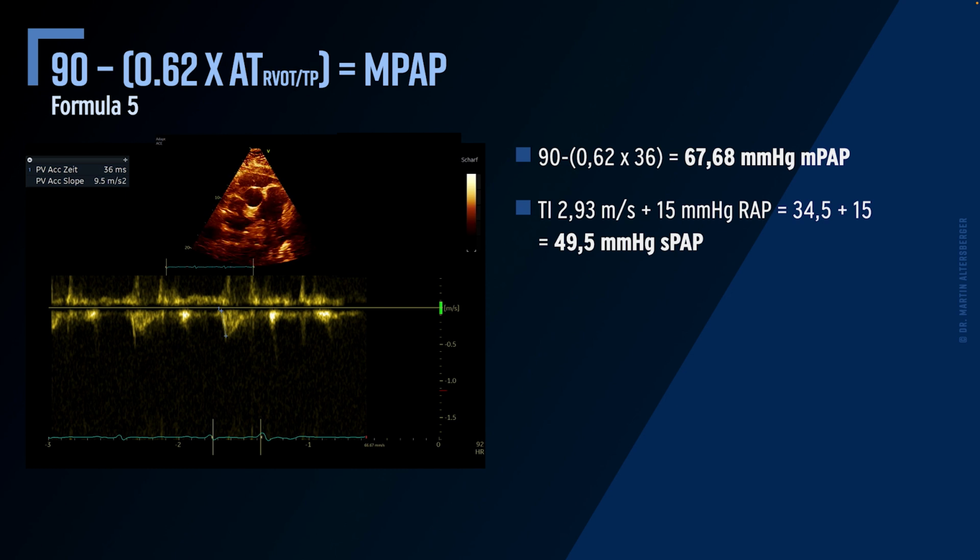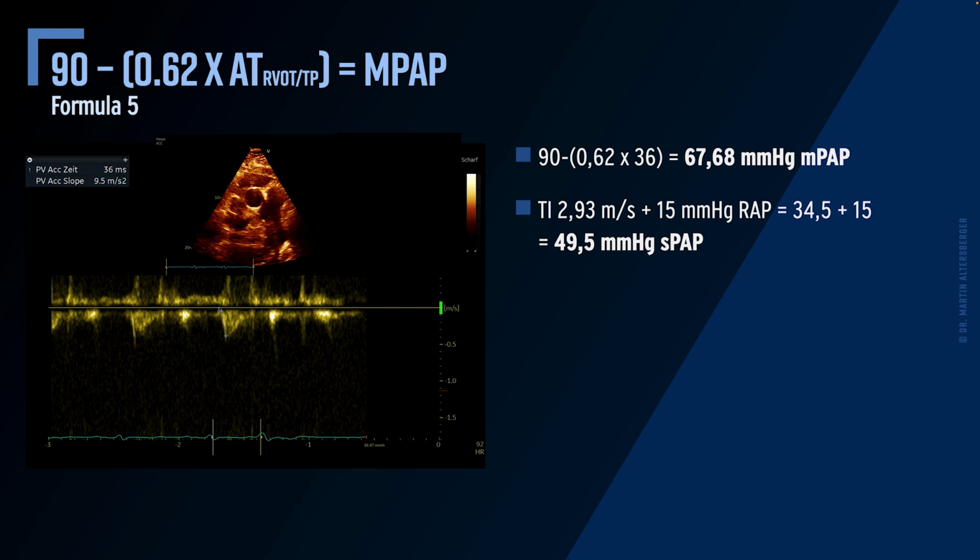If we compare it to our TR signal in this patient, we see that it's not even 3 meters per second. The IVC was dilated, so we estimated the right atrial pressure around 15 millimeters of mercury, and calculating that together gives us almost 50 millimeters of mercury of systolic pulmonary arterial pressure.